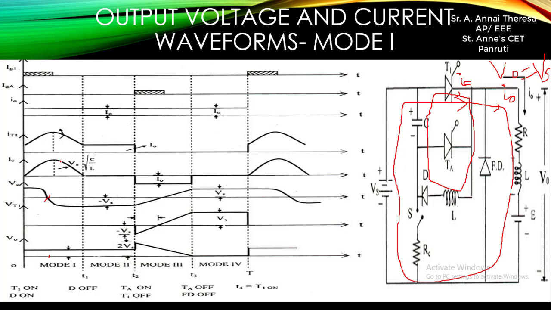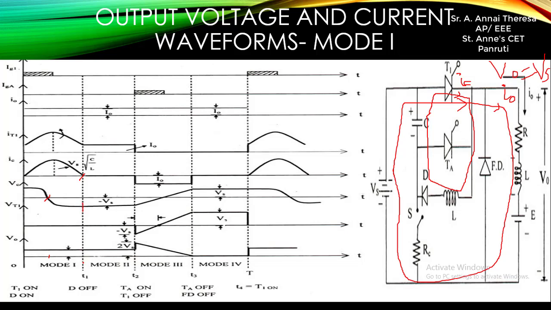Then as the capacitance current decreases to 0, the capacitor is charged to a voltage minus Vs. See here, the capacitor current starts decreasing, and the capacitor starts charging to a value minus Vs. So at T1 the capacitor current reaches 0 and the capacitor voltage reaches the minus Vs value. This is time period T1.